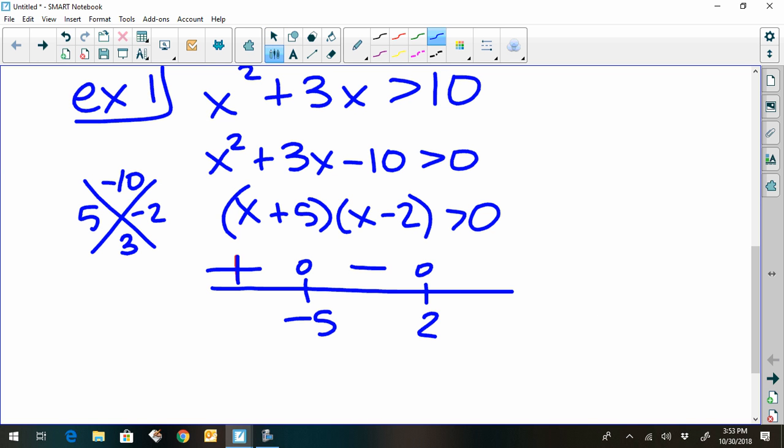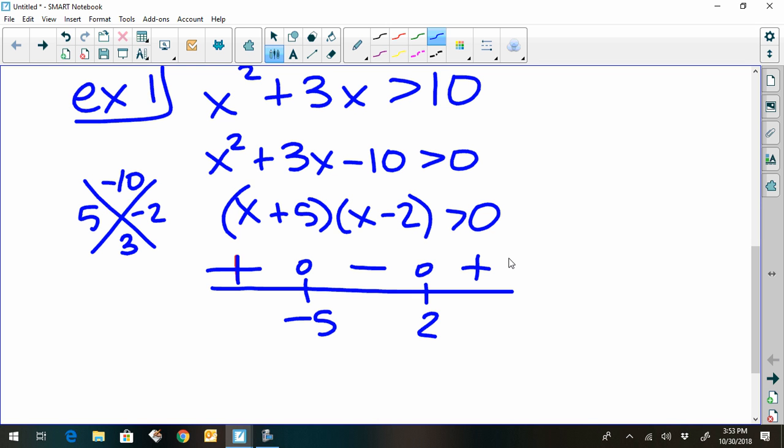Then let's try a point like 3. If I plug 3 in, 3 plus 5 is 8, and 3 minus 2 is 1. So I end up with a positive times a positive, which is a positive. We're looking for where we're greater than 0. Positives tell me where I'm greater than 0, and negatives tell me where I'm less than 0.